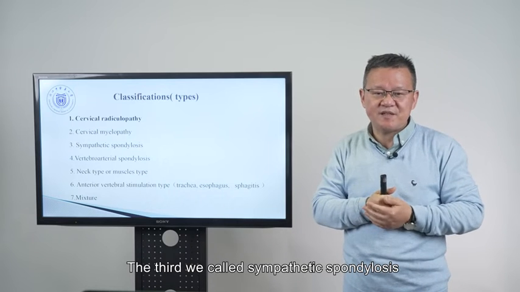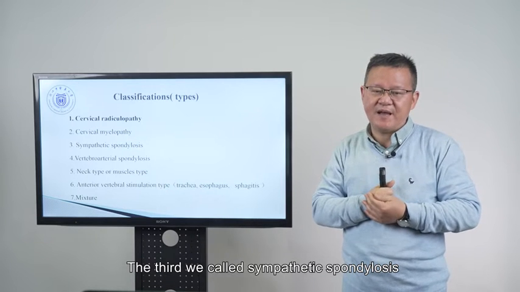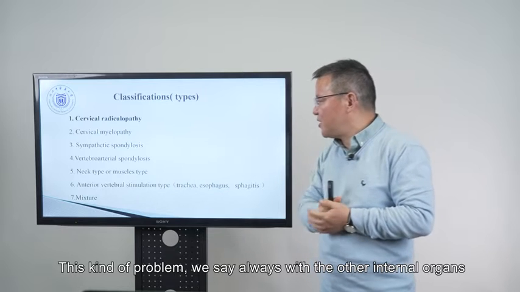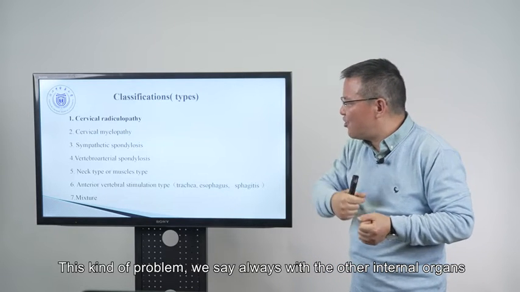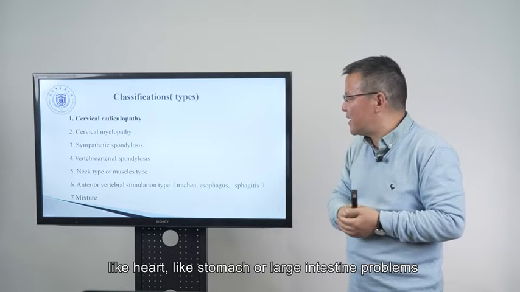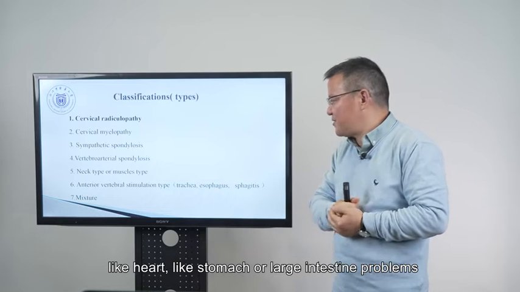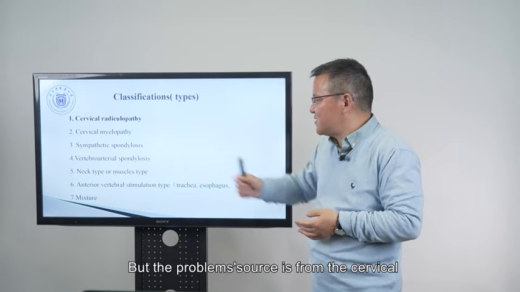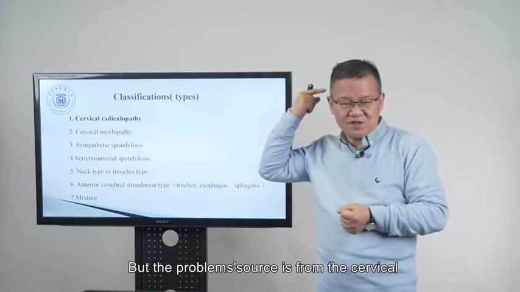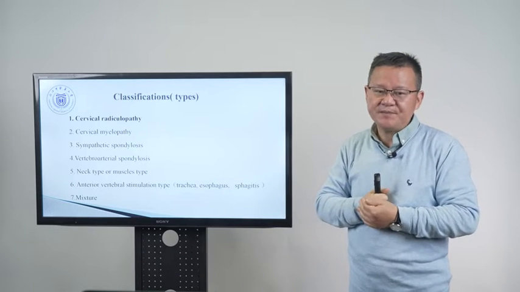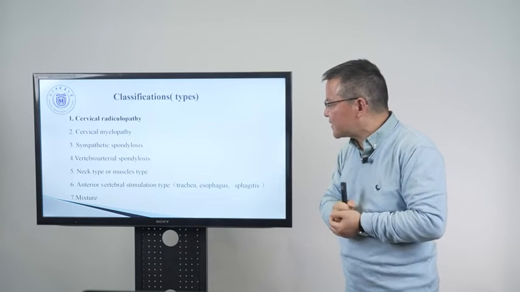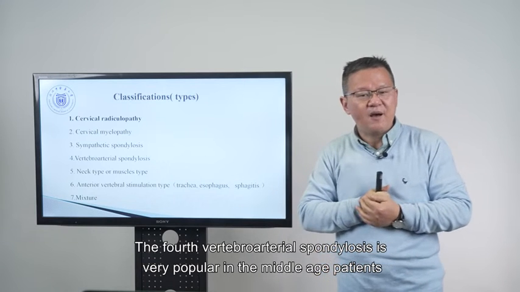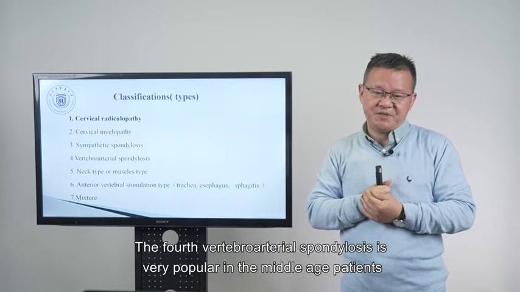The third we call sympathetic spondylosis. This kind of problem also shows up with other internal organs like the heart, the stomach, or the large intestine. You have problems there, but the source is from the cervical spine. And vertebral artery spondylosis is very common in middle-aged patients.